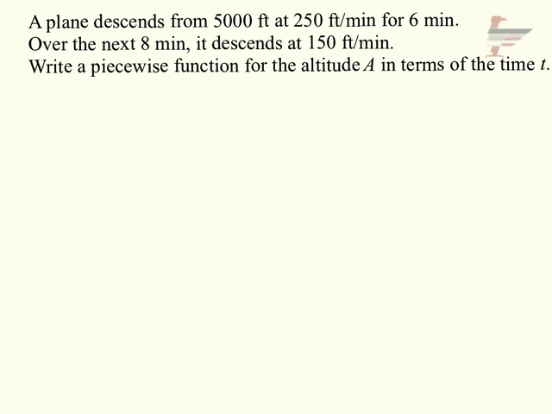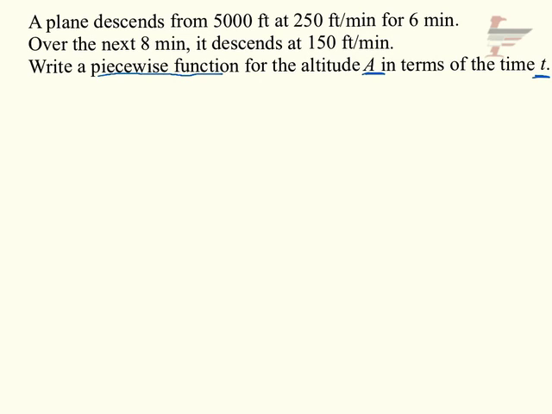Alright, this video is just a review of piecewise functions. And the first example is obviously an application problem and a little more challenging than the second example that I'll do. So if you read through it, it says a plane descends from 5,000 feet at 250 feet per minute for 6 minutes. Over the next 8 minutes, it descends at 150 feet per minute. Write a piecewise function for the altitude A in terms of the time t.